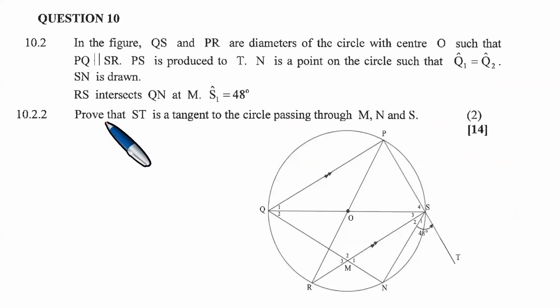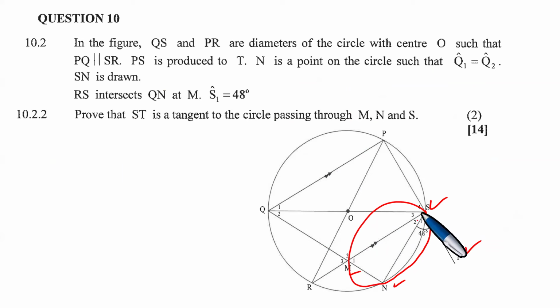At this point, prove that ST is a tangent. This is S, and that is T. Prove that ST is a tangent to the circle passing through M, N, and S. So there's a circle that is like this, another circle, different from the one the examiner drew. We want to prove that ST is a tangent to the circle that passes through M, N, and S.